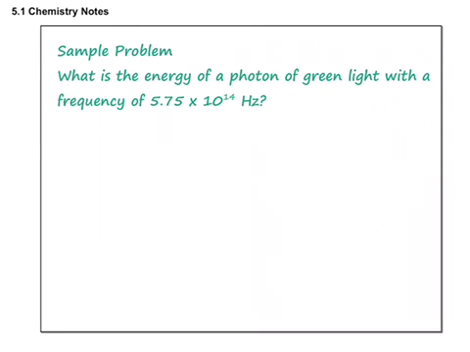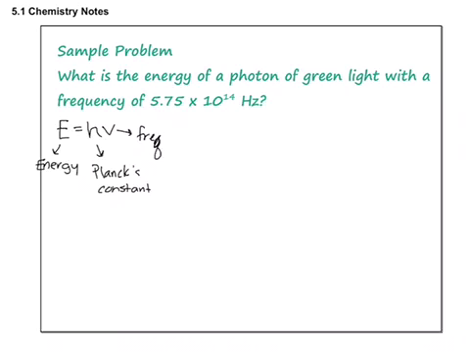So for a sample problem: what is the energy of a photon of green light when it has a frequency of 5.75 times 10 to the 14th hertz? And so this is the formula where we're going to use Planck's constant, which is h. So remember, E for energy and Planck's constant. And lastly, this v is for frequency.